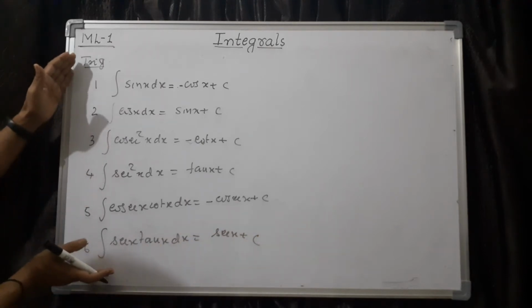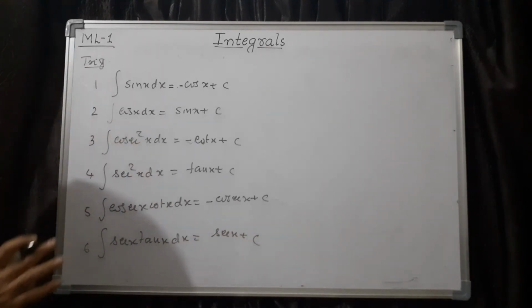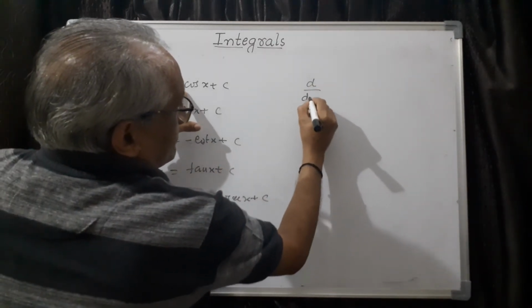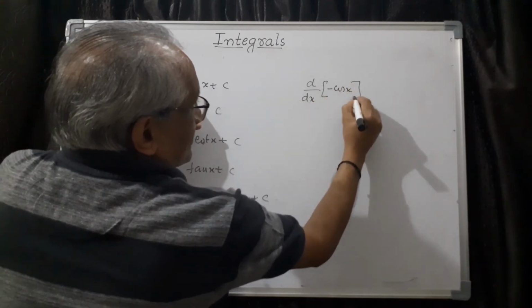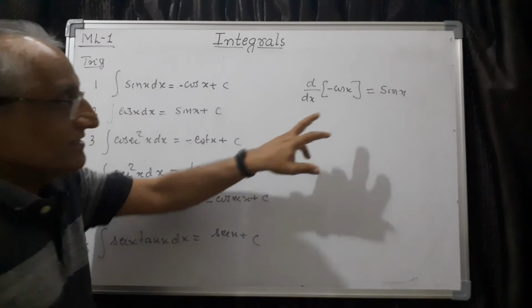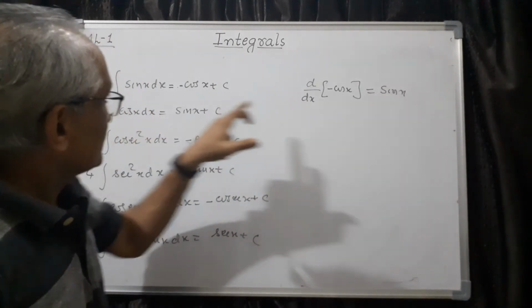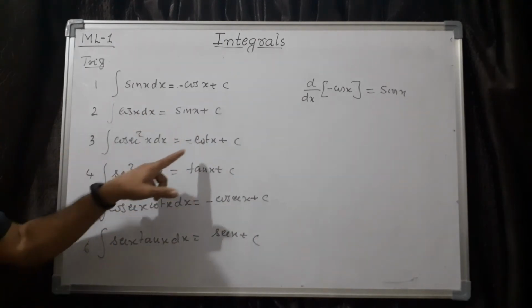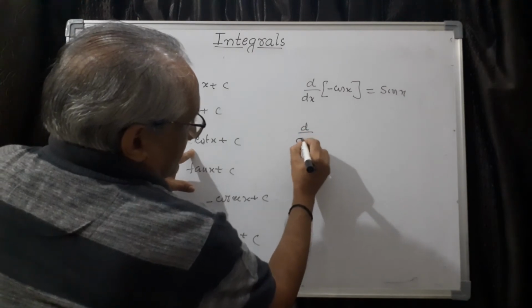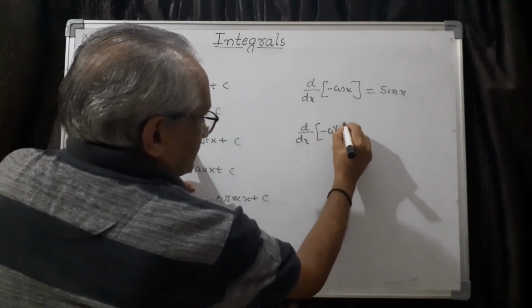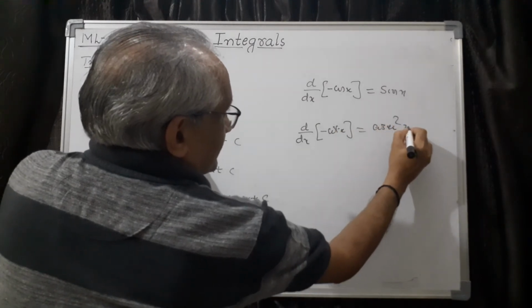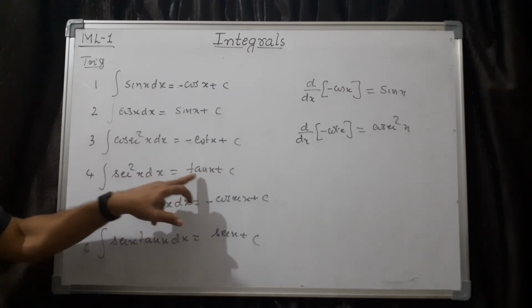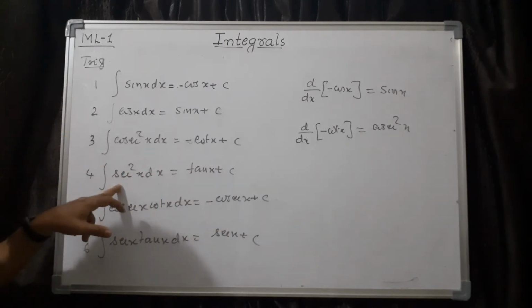So this is the first set of 6 integral formulas you have to remember for trigonometric functions. Now I think you can understand why it is like that. If you differentiate d by dx of minus cos x, you get sin x. Therefore, by definition, this is capital F of x and this is small f of x. Similarly, if you differentiate sin x, you get cos x. Here you see, if you differentiate d by dx of minus cot x, you get cosecant square x. Therefore, integration of cosecant square x is minus cot x. Same thing here also: differentiation of tan x is secant square x, so integration of secant square is tan x.